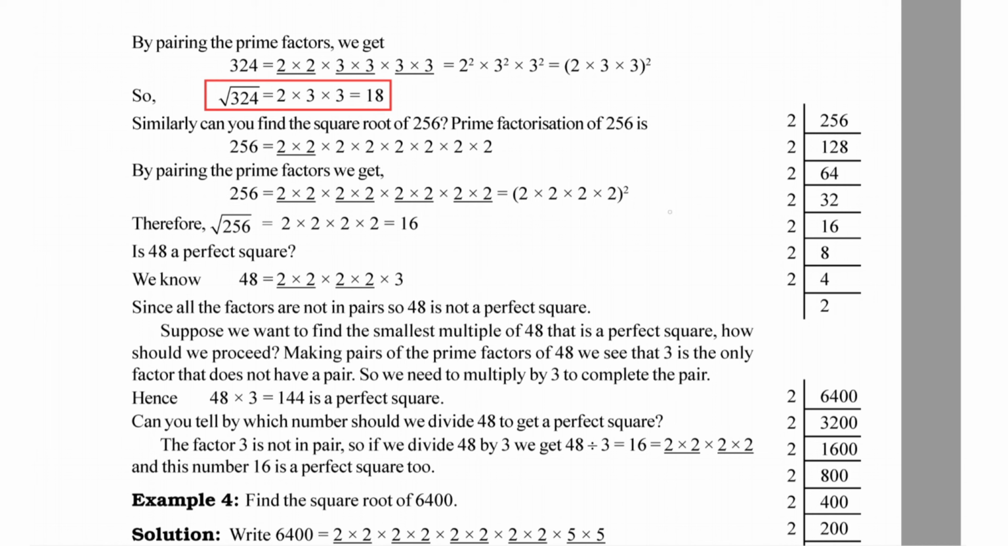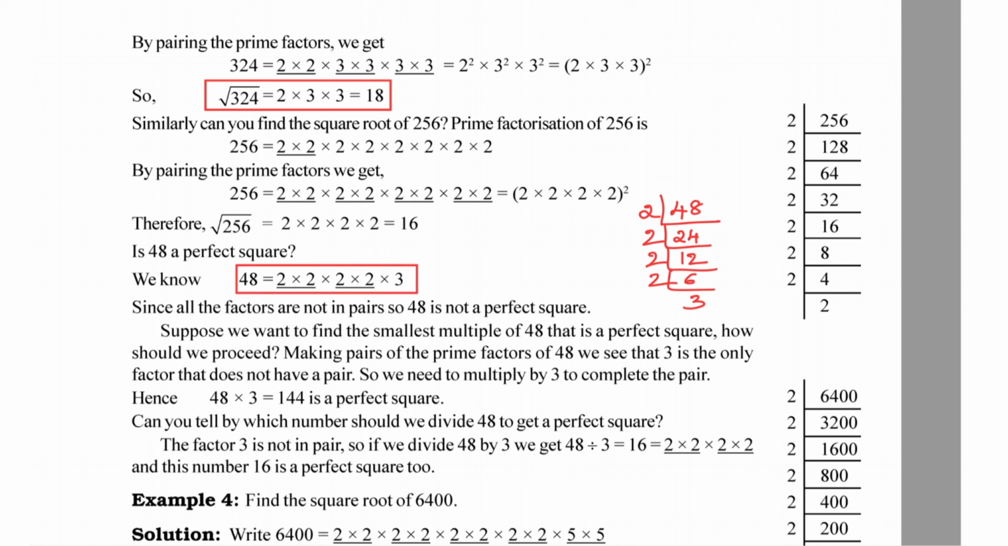Okay, I'm going to factorize 48 here, prime factorization. So 2, so this is 24, 12, 6, 3. Now 48 can be written as 2 into 2, 2 into 2 into 3.